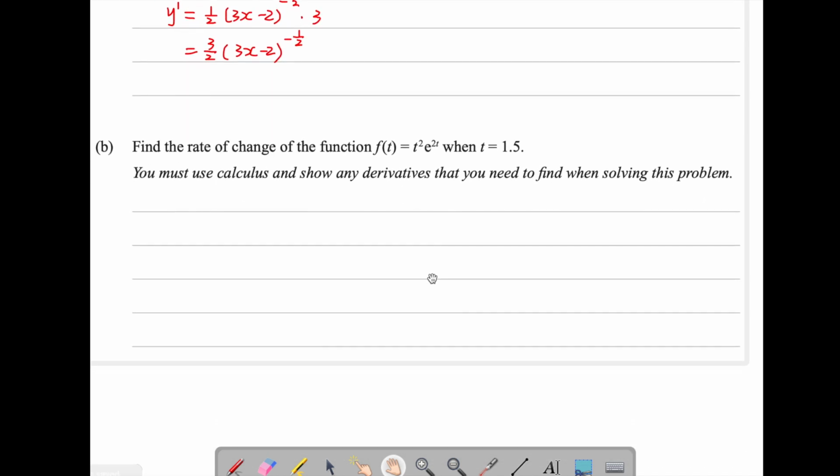And then the second one, find the rate of change of the function f(t) equal t squared e to the power 2t when t equals 1.5. So rate of change actually means differentiate, the derivative. So first, we need to differentiate. The function was written in the multiplication form, so we need to use the product rule and chain rule.